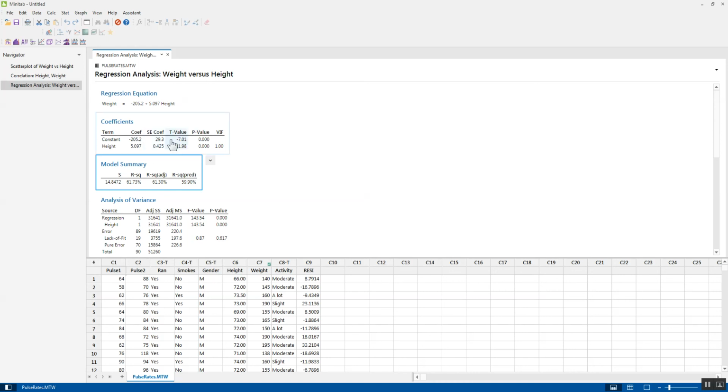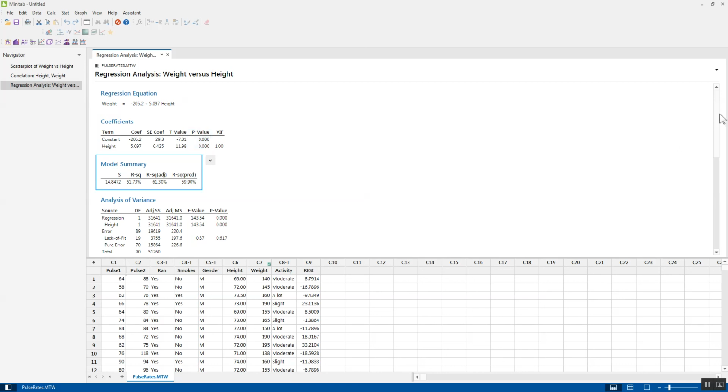Here are the t-tests against A and B, against the null hypothesis that A and B are not significantly different from 0. And we can see that both of them, the p-values are very low, so we're rejecting the null hypothesis, and we can say that both are significantly different from 0.